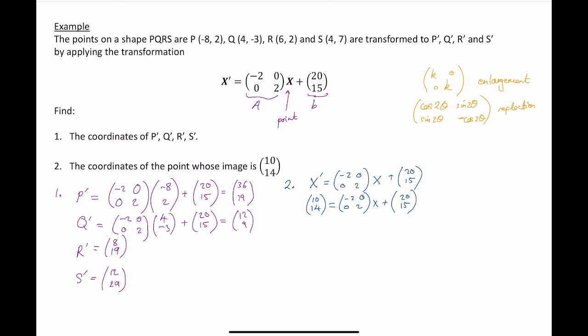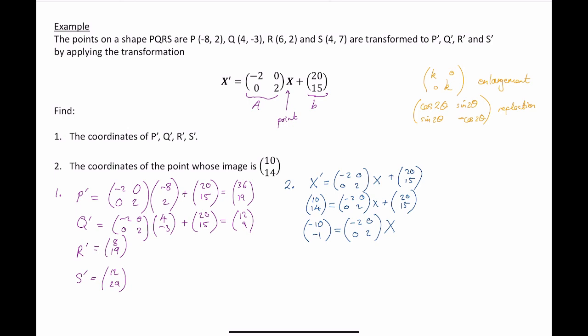Okay, and now I need to think, just like with algebra, what am I interested in? Well, I'm interested in this x. This is a vector, remember, it's going to be the coordinates of one point. How can I get x on its own, just like I would with algebra? First of all, let's take away this vector (20, 15) from both sides. So here that's going to give me (-10, -1), and on the right-hand side, I'm left with the same. That's because I can just do matrix or vector addition and subtraction, just like I would do with normal algebra, subtracting the x components and the y components separately.